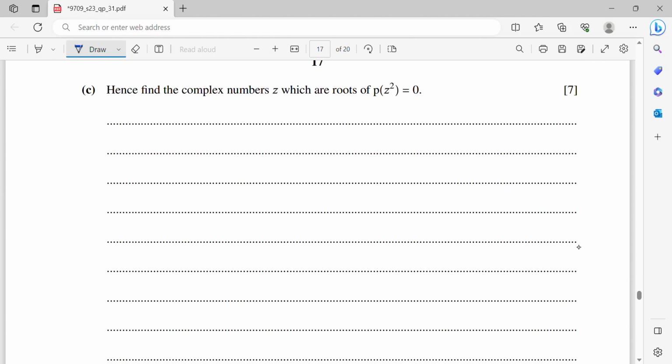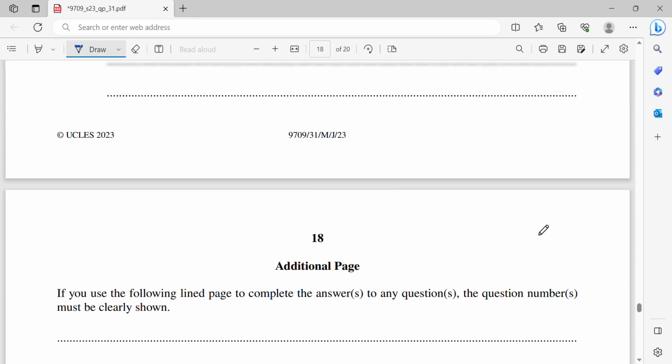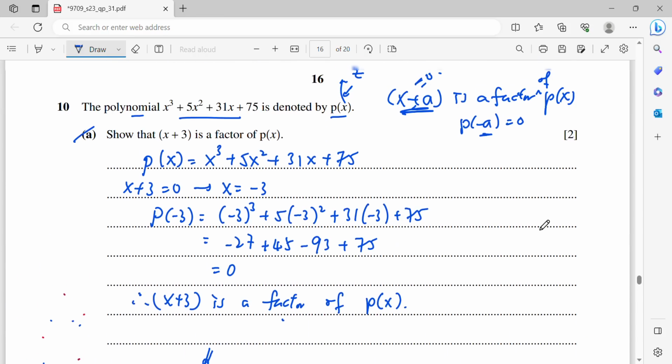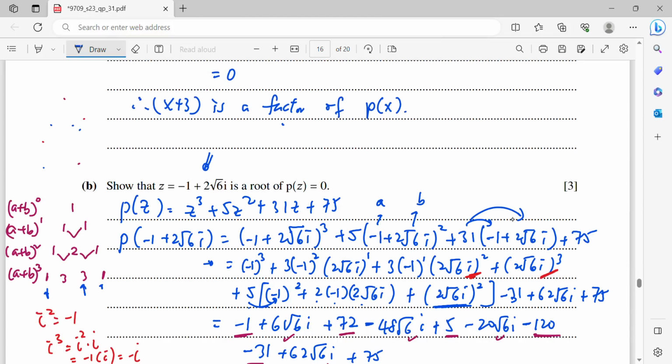C, hence, find the complex numbers z which are the roots of p(z squared) equals 0. Okay, let's check. Right. So now, from the previous questions, we know that if you change this x to z, I have found a root. You see, this is the first root: x equals minus 3 is the first root. Then, the second root is this complex number. Now, you just need to change this z to z squared, okay?